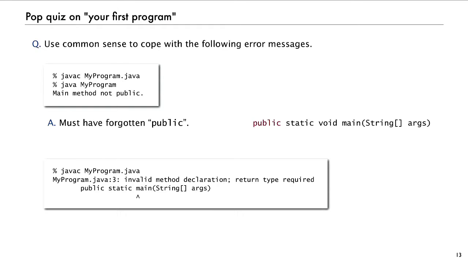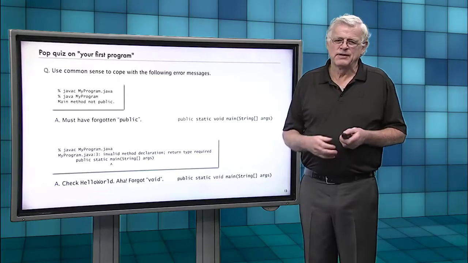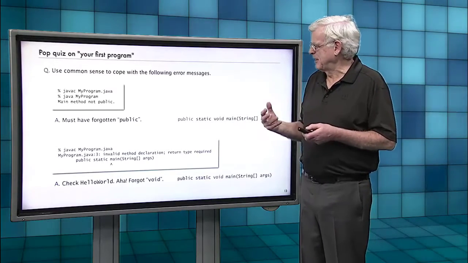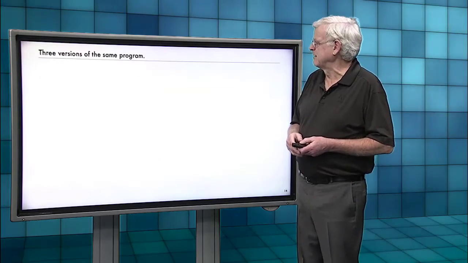Well, in these cases, the first one's pretty clear. You must have forgotten the word public, and that's all it's telling you, so you put in the word public. This other one's a little more complicated. We go back to HelloWorld.java to see what it says and match against it. Oh, we forgot to put the word void. Not sure what that means, but we need the word void. So you'll get a few error messages like this at the beginning, and then you realize that really you need to type in the exact text that we give in the template.